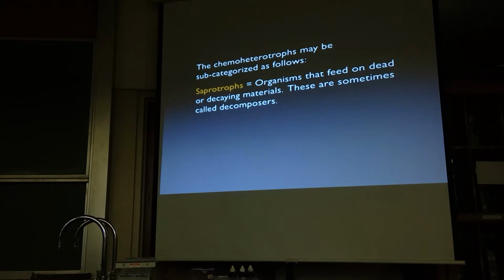So we have some subcategories. If chemoheterotrophs are saprotrophs, these used to be called saprophytes. Now they're called saprotrophs. Sapros means rotten. So these are organisms that use dead and decaying organic material. We don't like to think of ourselves as saprotrophs, but how many of you eat yogurt?